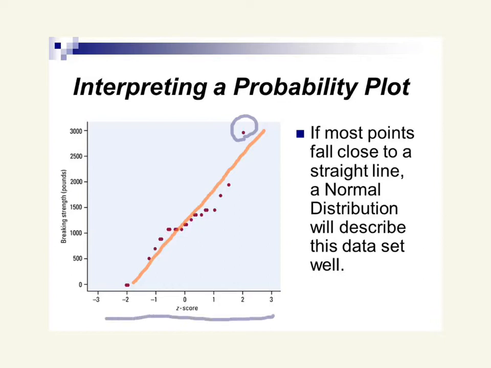And so again, we said that 99.7% of the data is going to fall within 3 standard deviations of the mean, and we're seeing that represented here on the normal probability plot. But the most important feature, again, is the fact that these points fall close to a straight line. Now let's look at an example of a normal probability plot that we would not consider normal.